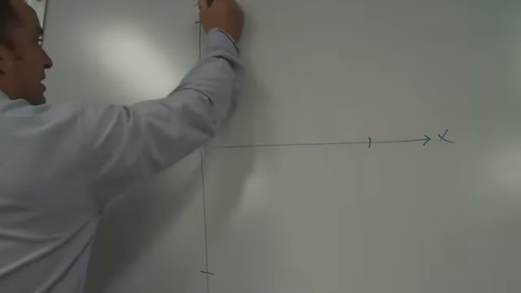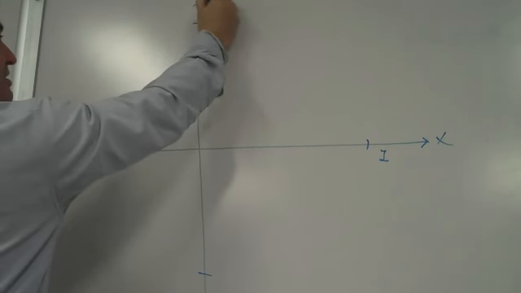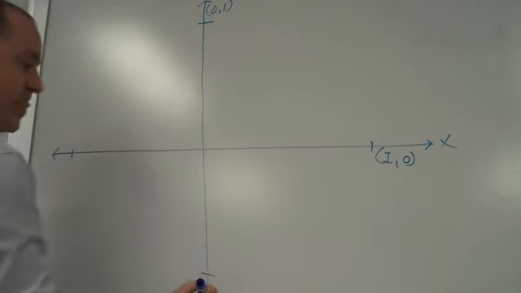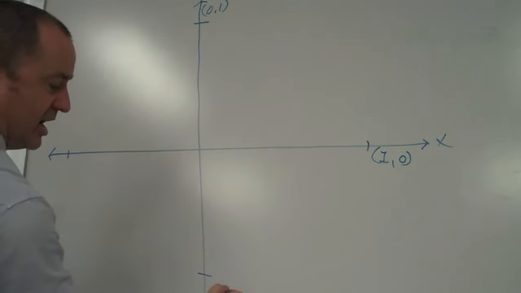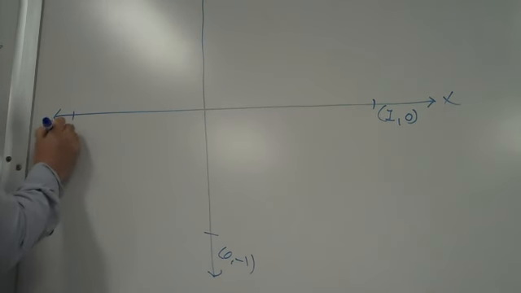All right, so this is 1. Actually, this is the point 0, 1. This is the point 1, 0. What point is this? 0, negative 1. And this is the point negative 1, 0.